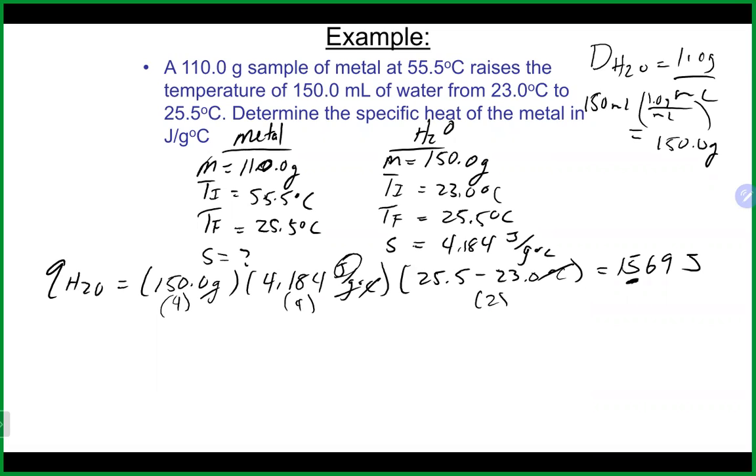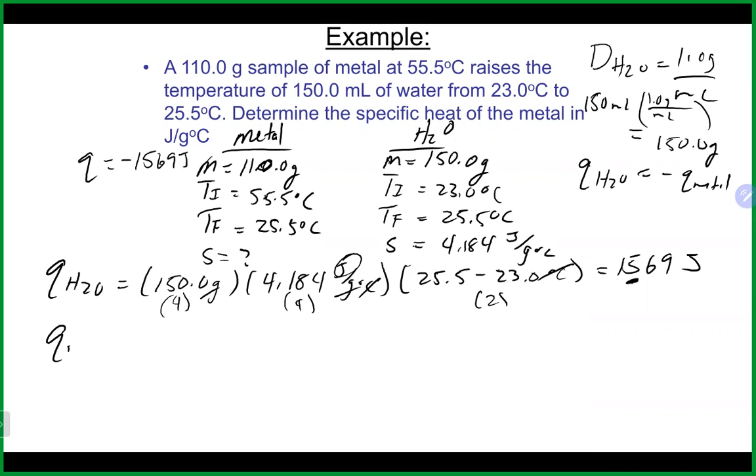We now know that the amount of energy that was gained by the water had to come from the metal. So using that relationship, that Q of the water equals minus Q of the metal, we now know that Q of the metal should be negative 1569. Again, water's temperature went up, metal's temperature went down, which means it's exothermic for the metal, endothermic for the water. And now we have everything that we need for the metal.